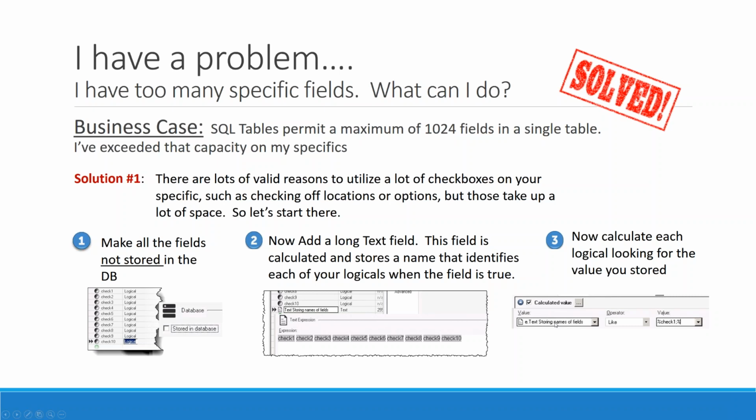And then on each one of those logicals, like check 1, I'm going to have a calculated value. It is going to look at this field that I calculated, and if that field is like %check 1%, and you'll notice there's a semicolon there as well, that will automatically check my logical. So how does this work?